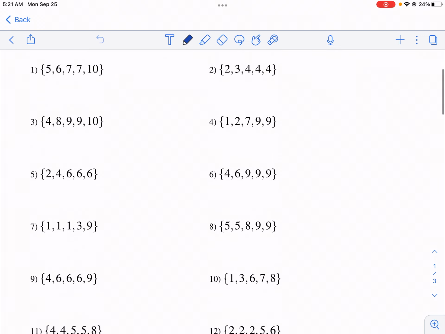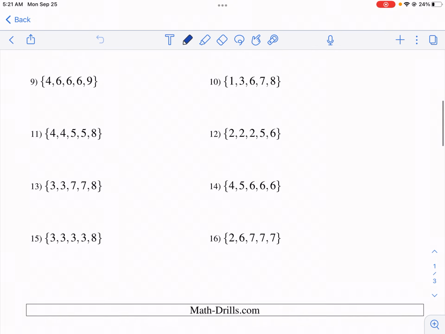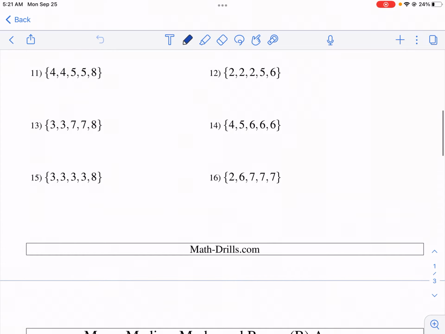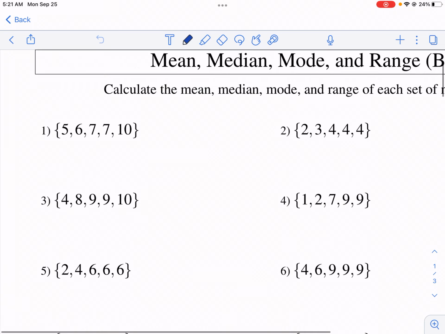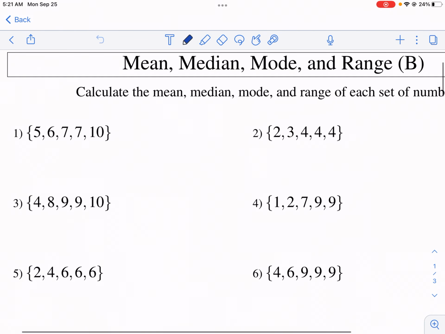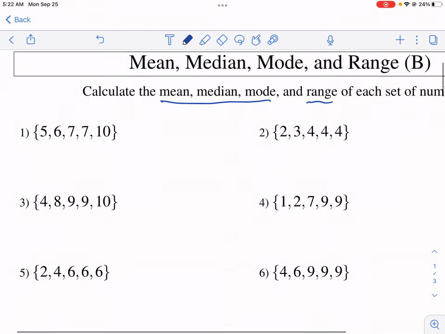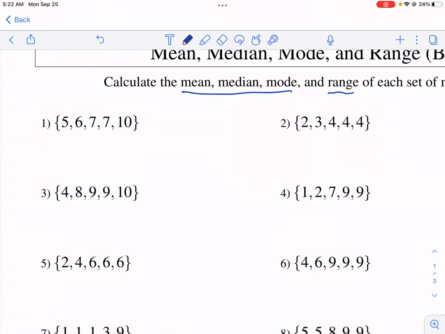This is worksheet B, so if you're on the math drills worksheet website, you should just click on the B section, and again, there will be a link in the description below. So we're asked to find these measures of center here: mean, median, mode, and also the range. And I'm going to teach you how to do each one, and we're going to start with number one. So let's go ahead and start with the mean.